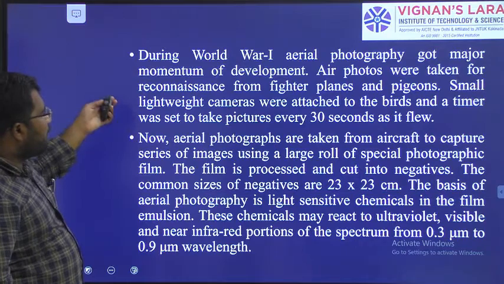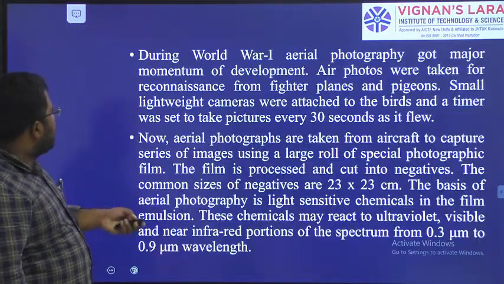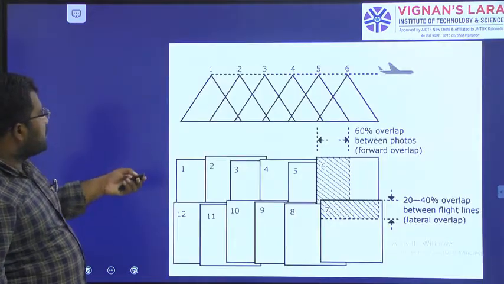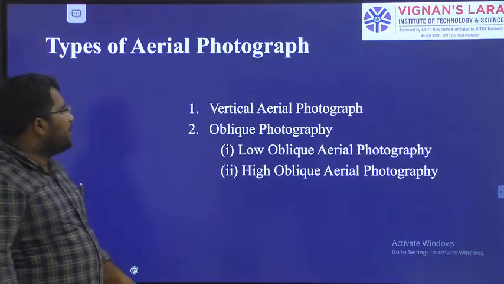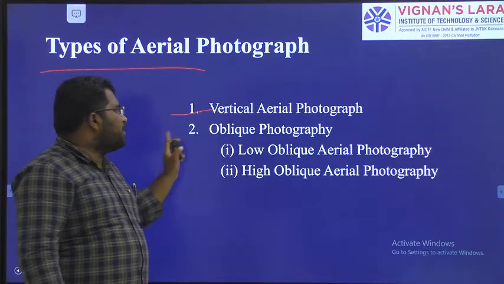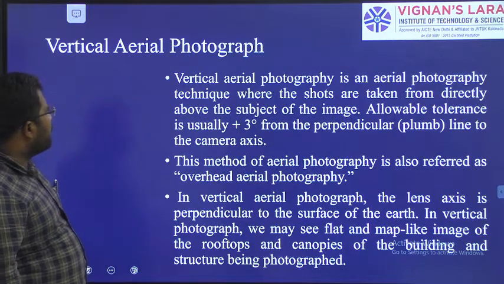Next, in World War I, it had some importance. So you have a flight like this, and all the photos will be coupled like this. Then we have the types of aerial photographs: vertical aerial photograph and oblique photograph, low oblique and high oblique photograph, right?